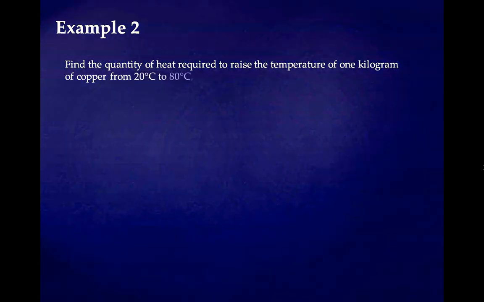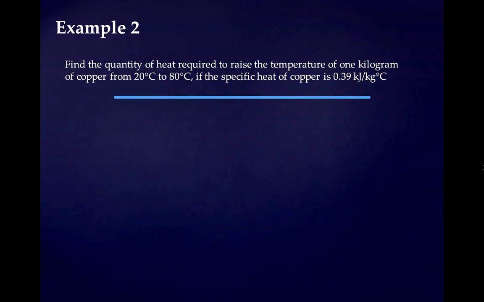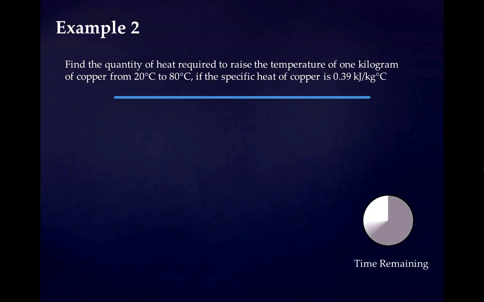Example 2. Find the quantity of heat required to raise the temperature of 1 kilogram of copper from 20 degrees Celsius to 80 degrees Celsius if the specific heat of copper is 0.39 kilojoules per kilogram per degree Celsius.